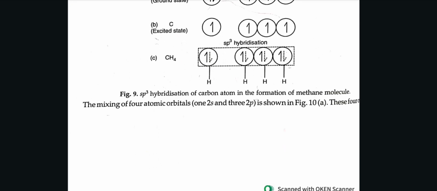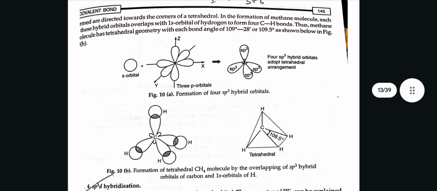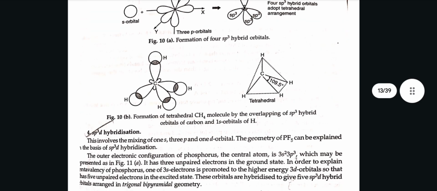In this figure, sp3 hybridization of the carbon atom in the formation of the methane molecule, the mixing of the four atomic orbitals, one 2s and three 2p, is shown in figure 10a. These four hybrid orbitals are directed toward the corners of a tetrahedron in the formation of the methane molecule. Each hybrid orbital overlaps with the 1s orbital of hydrogen to form four carbon-hydrogen bonds. The methane molecule has tetrahedral geometry with each bond angle of 109 degrees 28 minutes, or 109.5 degrees, as shown in the figures below.